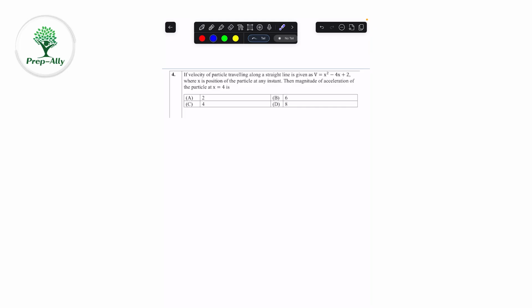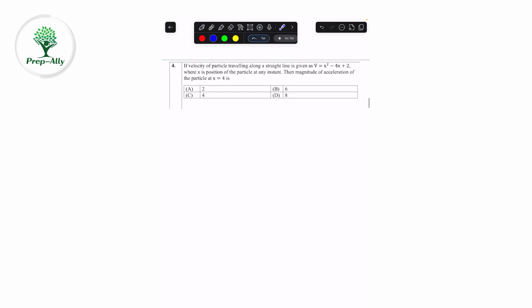Now we are going to solve the fourth question of the PAVE exam. The question says if the velocity of a particle traveling along a straight line is given as v is equal to x square minus 4x plus 2, where x is the position of the particle at any instant, then the magnitude of acceleration of the particle at x is equal to 4 is. So velocity we are given with, v is equal to x square minus 4x plus 2.